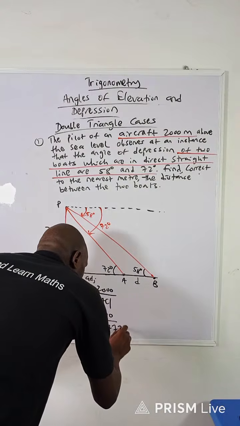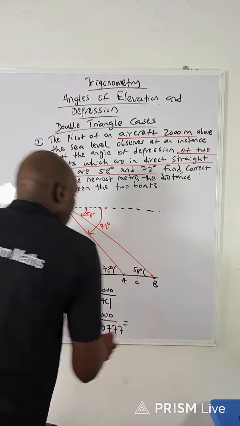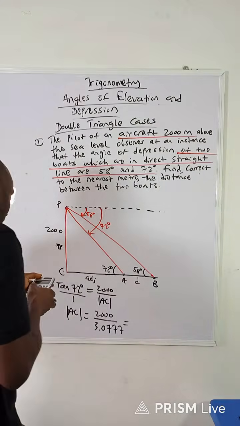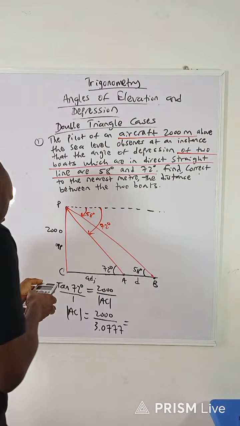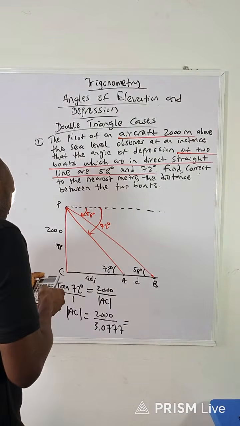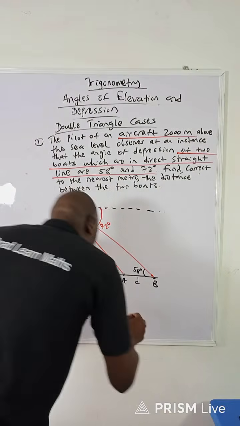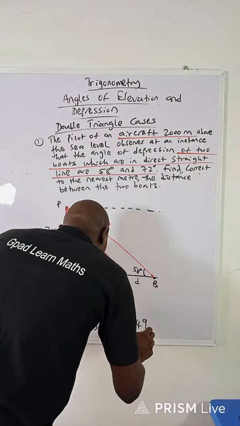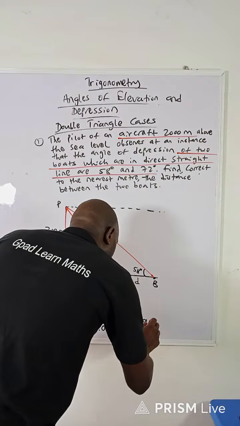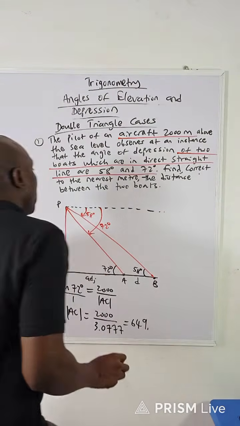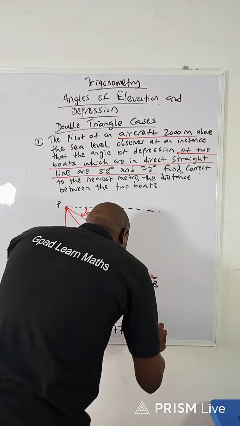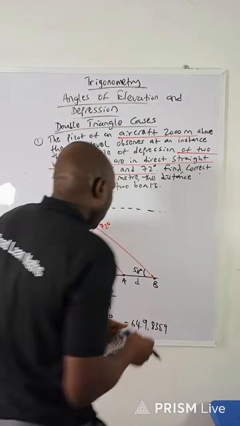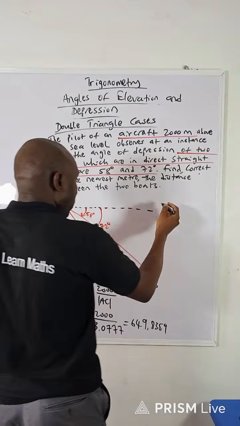Tan 72 is 3.0777 approximated. So when you divide 2,000 by 3.0777, this is 649.8359. So we've gotten that. Now let's quickly go get the other one.